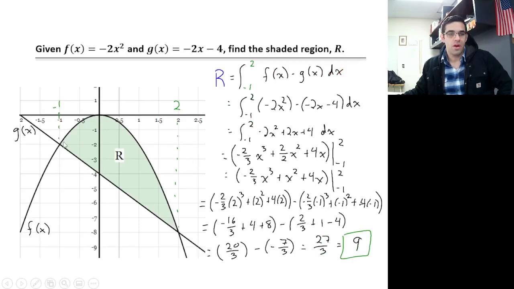Another example, the area between these two curves. The a value, the starting point of our interval, is when x equals negative 1. The b value, the end point of our interval, is when x equals 2. f of x is the top function and g of x is the bottom function. So our region is found by integrating on the interval of negative 1 to 2 of f of x, the top function, minus g of x, the bottom function, with respect to x. Substitute in for f of x and g of x, the polynomials. Simplify, integrate on our interval, and we get the answer as 9.